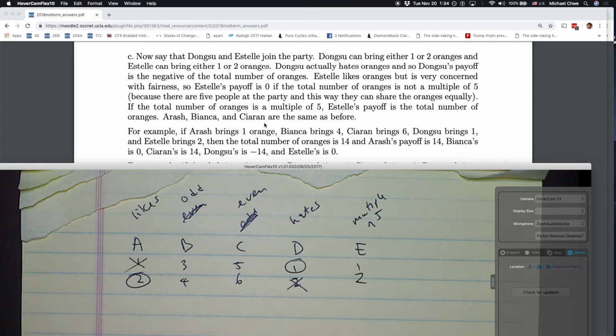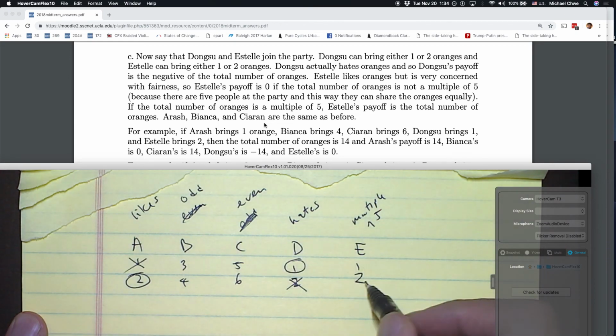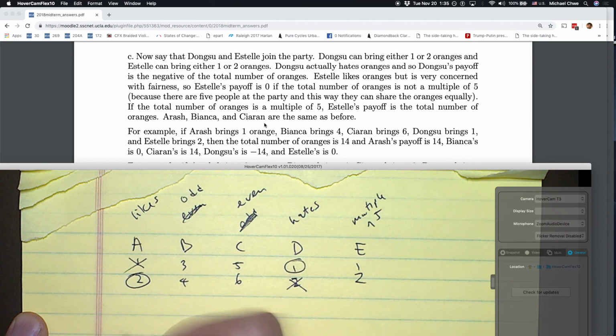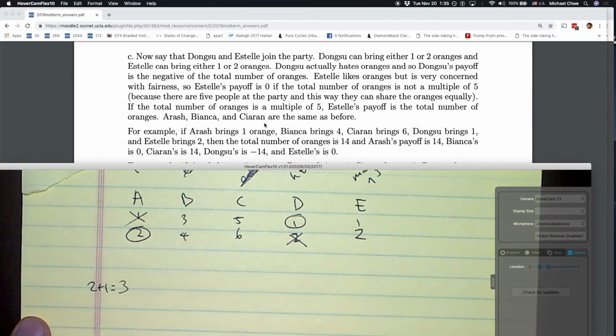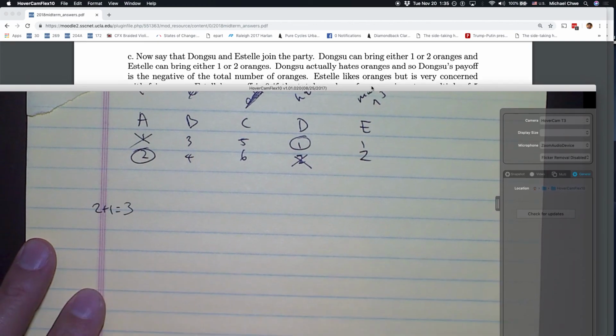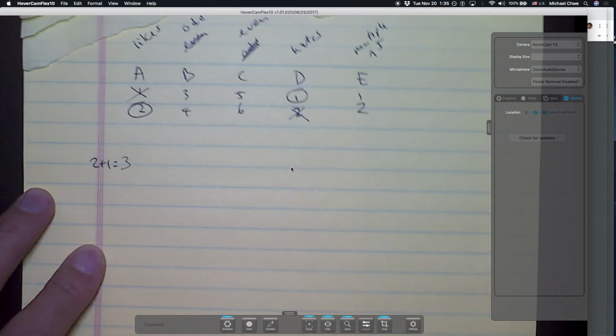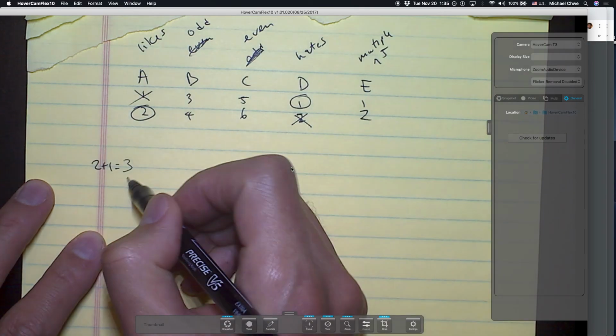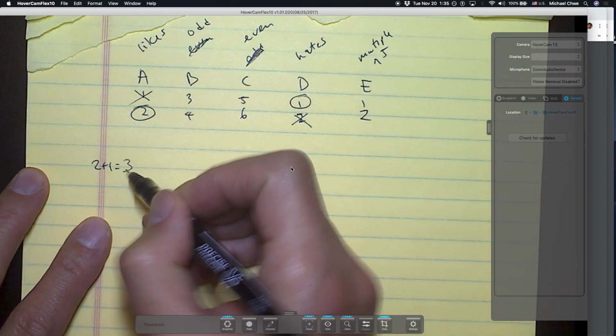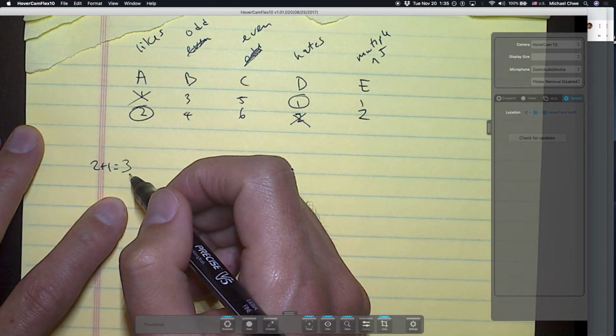Would this be like a 3-player game? It is a 3-player game, but let's just try to simplify it first. If you're Estelle, you can bring in 1 or 2. So let's think about it. What are the other possibilities that other people will bring? Clearly we'll have 3 people, so we'll have 2 plus 1, from Arash and Dongsu, right? The 3 oranges will come from those people. We know that, so we don't have to worry about those people.